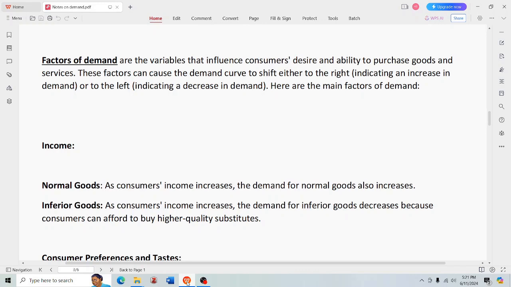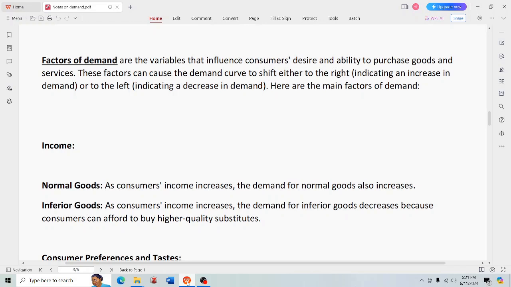Then we have another kind of good which is called inferior goods. See, as consumers' income increases, the demand for inferior goods decreases, because consumers can afford to buy higher quality substitutes.